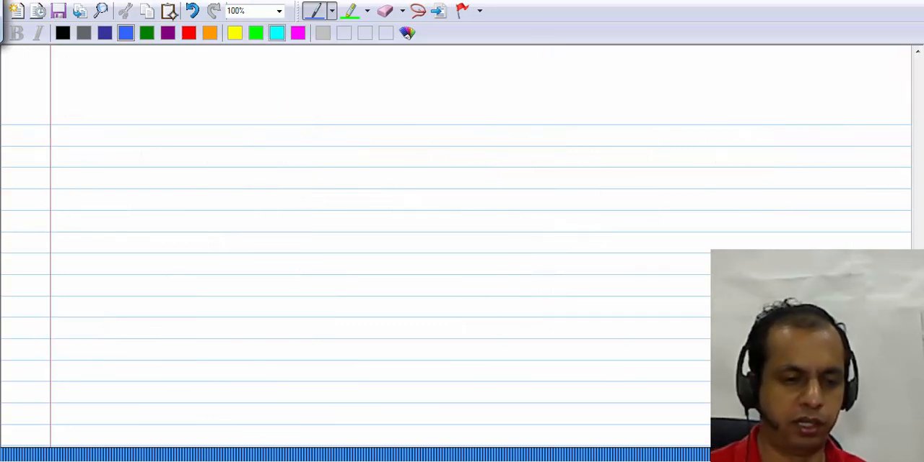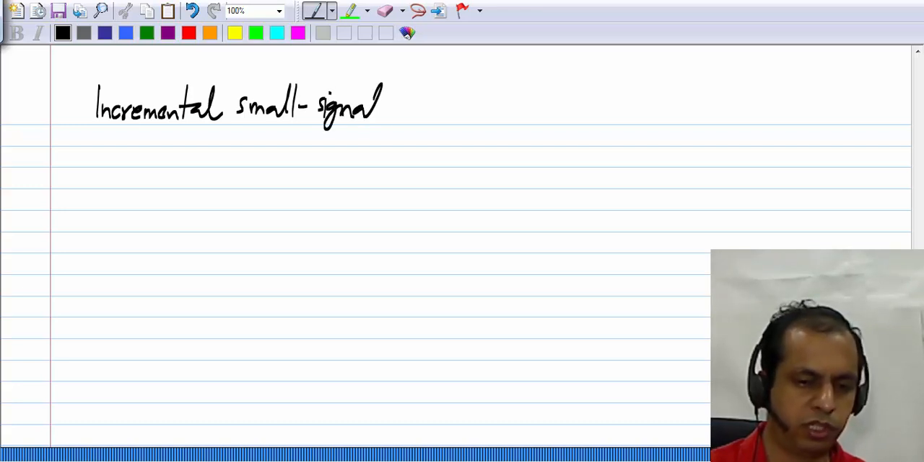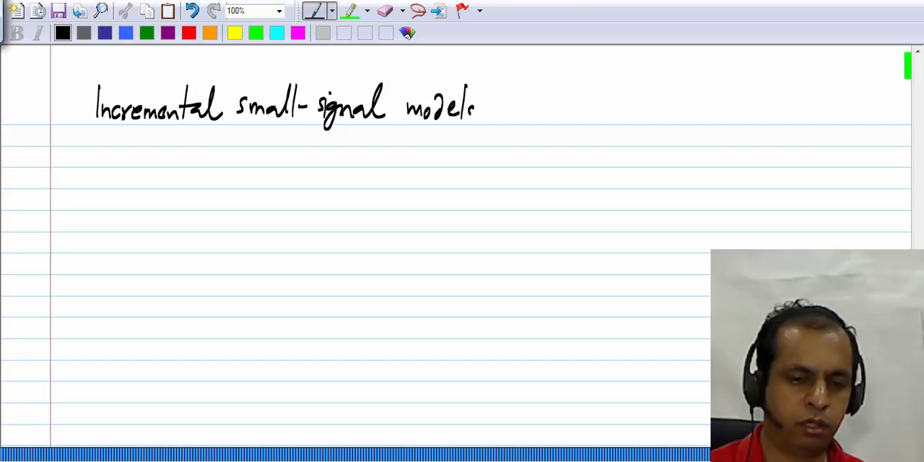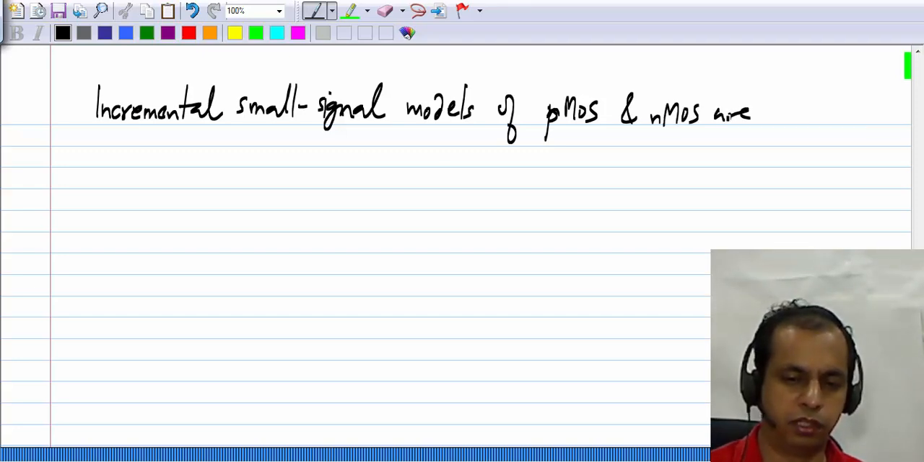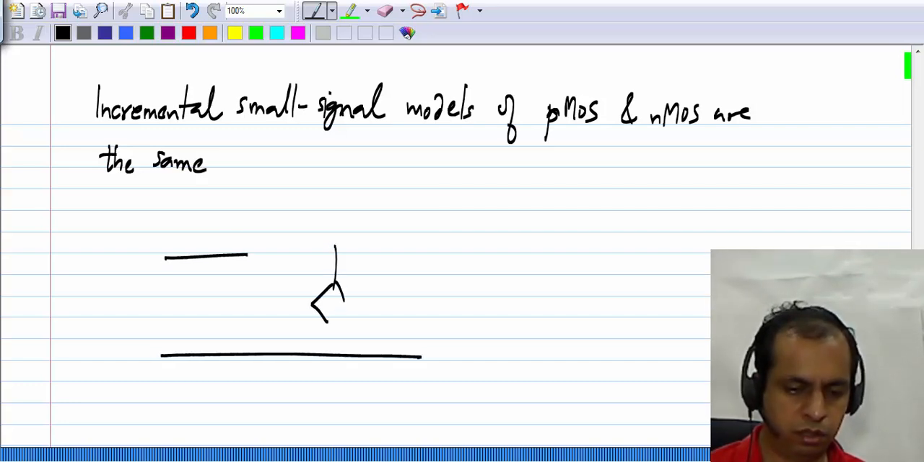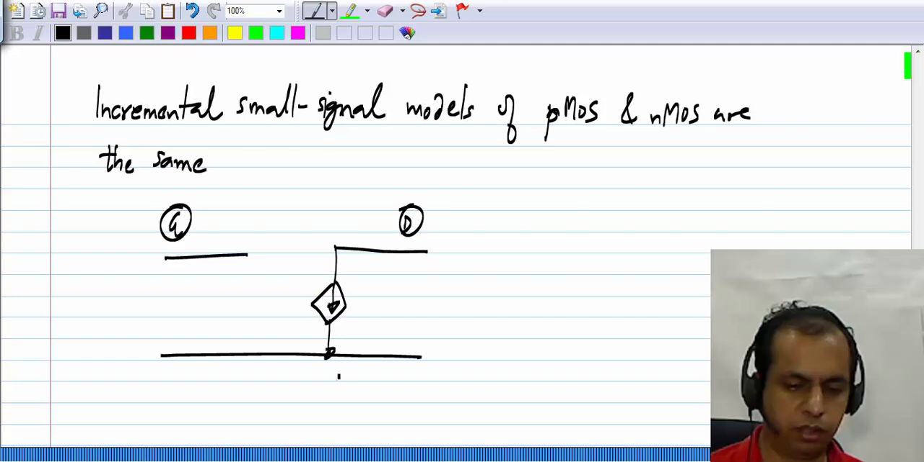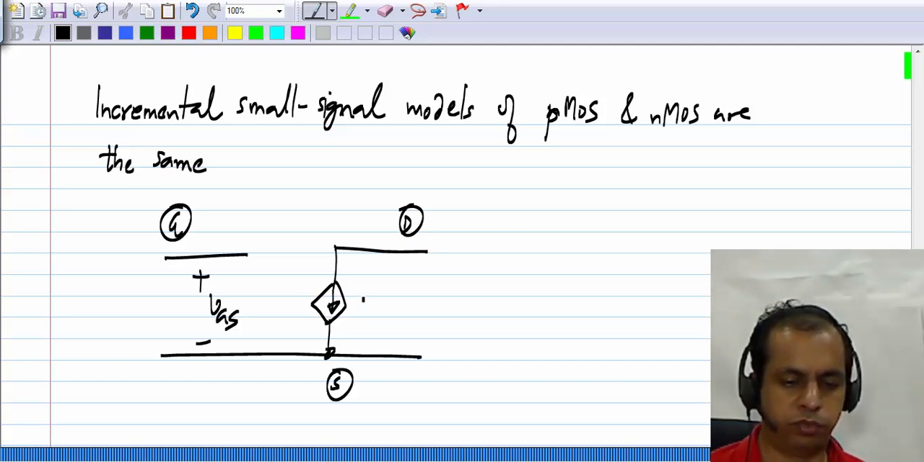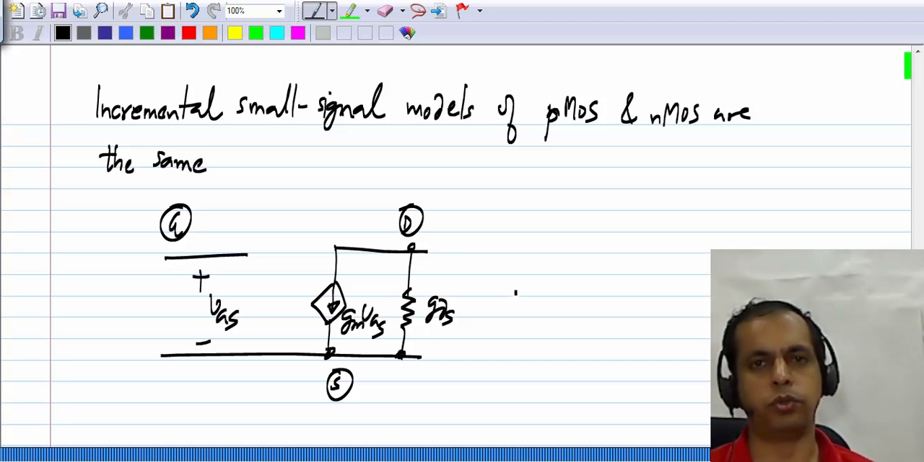So the bottom line is that the incremental small signal models of PMOS and NMOS are the same, and it's this, and it's usually also drawn like this, at least whenever possible, with VGS, GM-VGS and a conductance GDS between drain and source.